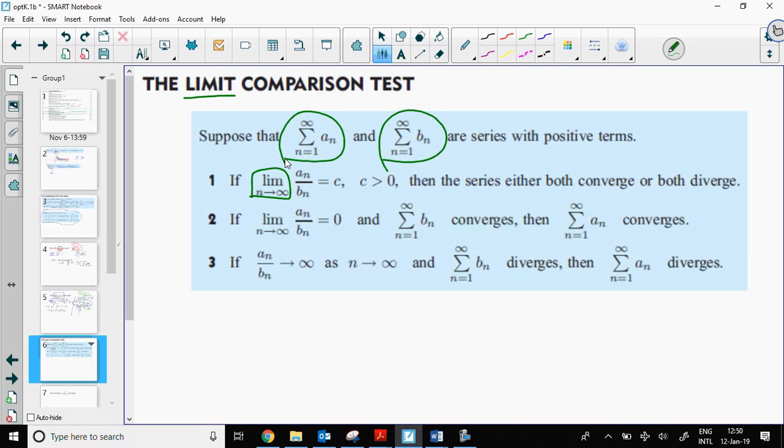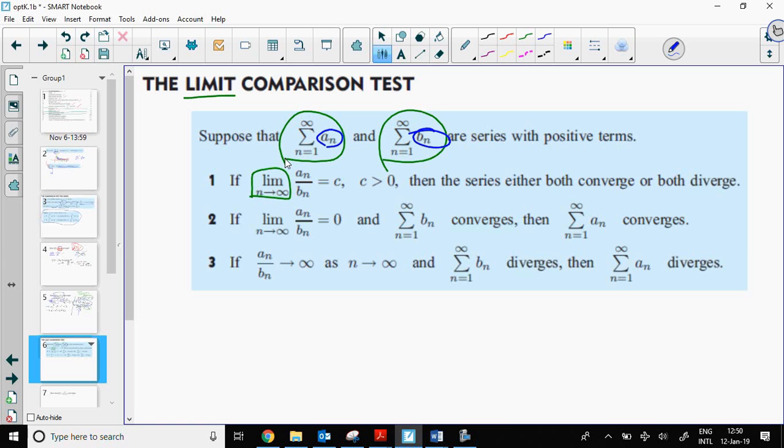And we're going to take the limit of the quotient of the two sequences. Okay, the book has a sub n over b sub n. The order doesn't matter. You can do this with b sub n over a sub n. And it also doesn't matter which one of these series is the original one from the problem and which is the one that we've made up. So don't stress about that. Okay, one of three things is going to happen.